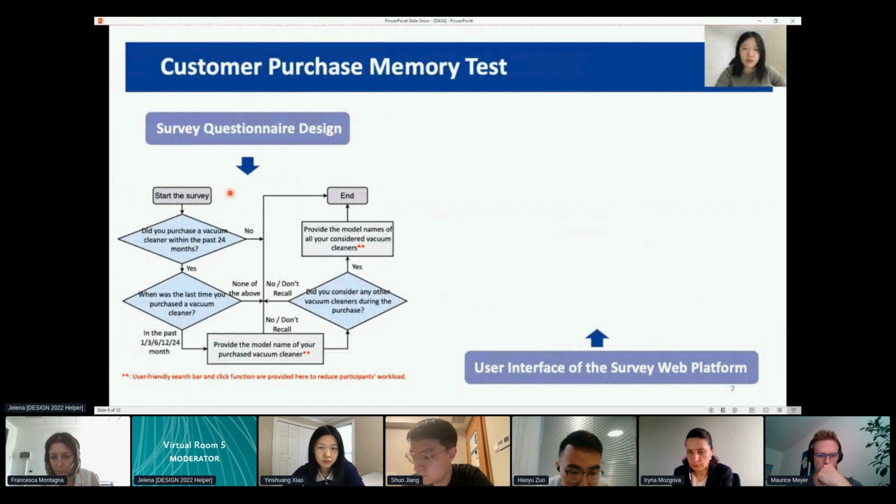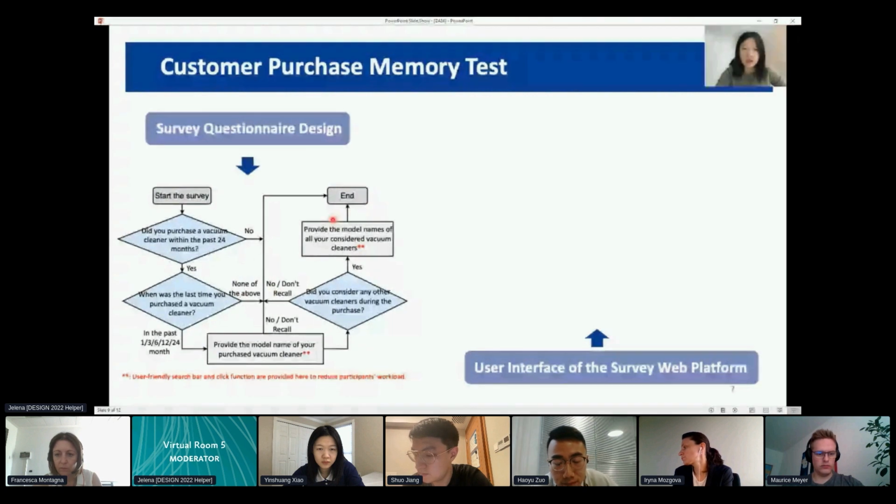Next is how we design the customer purchase memory test. As shown in this framework, we start with asking participants whether they purchased a vacuum cleaner within the past 2 years. If so, they will be asked the exact period for their purchase, and then provide the model they purchased and considered. Any time they give a negative answer, the survey will end.